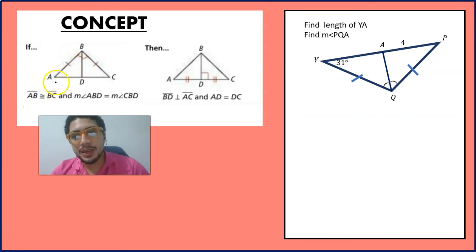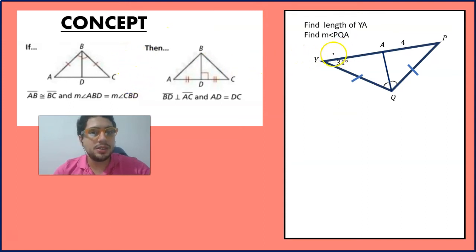So if AB is congruent to BC and the measurement of ABD is congruent to the measurement of CBD, we actually know that then AD and DC are going to be congruent because BD is going to be a perpendicular bisector. So the angle is going to be 90 degrees here. Now, it's very important that we remember that whenever we're solving problems.